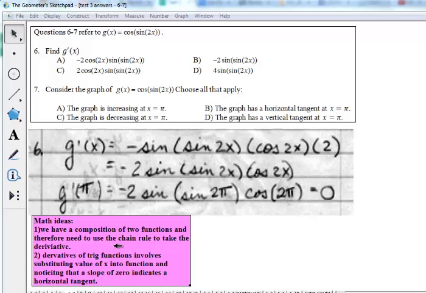The two mathematical ideas here are that we have a composition of two functions, actually the composition of three functions, so we're going to use the chain rule again to take the derivative. And the second idea is that the derivative of trig functions involves substituting the value of x into the function and noticing that the slope of 0 indicates a horizontal tangent. So those are the math ideas. If either one of these you found difficult, please indicate that in your written answer on the survey.